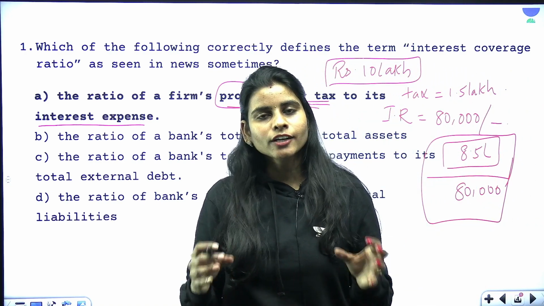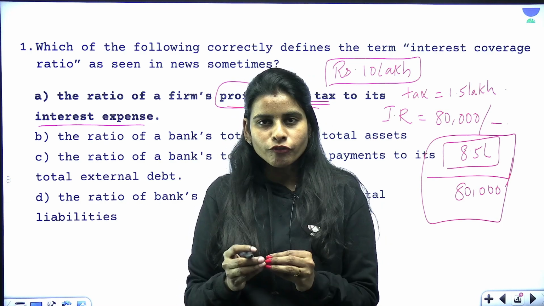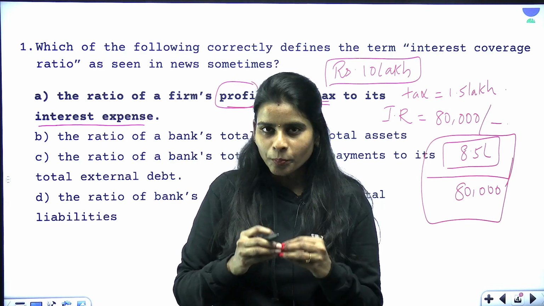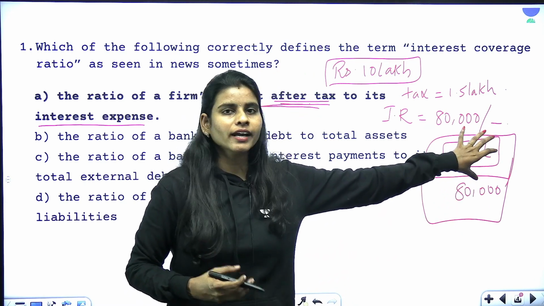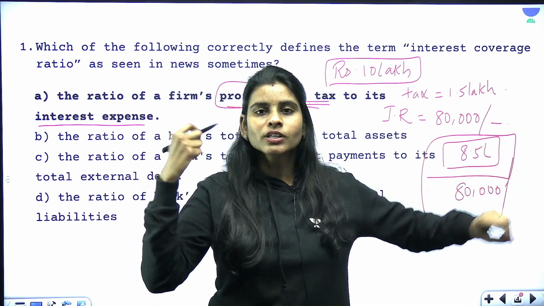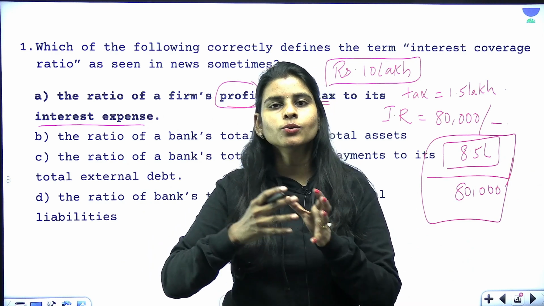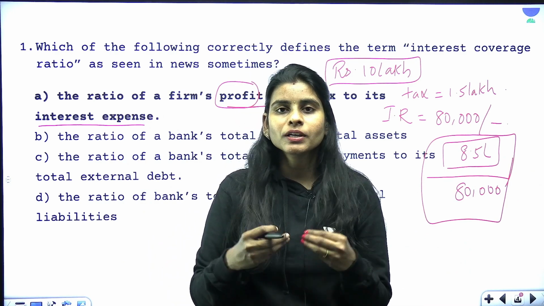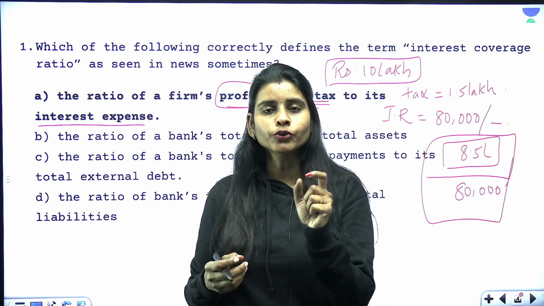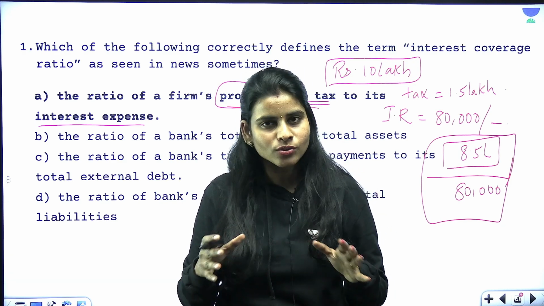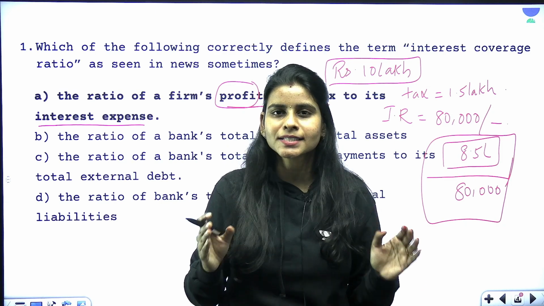So why do I have to find out this ratio in the first place? To decide or to get an idea of whether I will be able to make the interest repayments with whatever amount that I earn as a profit. So depending upon your profits, you are finding out whether I will be able to cover up my interest payments or not. It is just an indication for you to know whether you have enough resources with you or not. It is as simple as that.